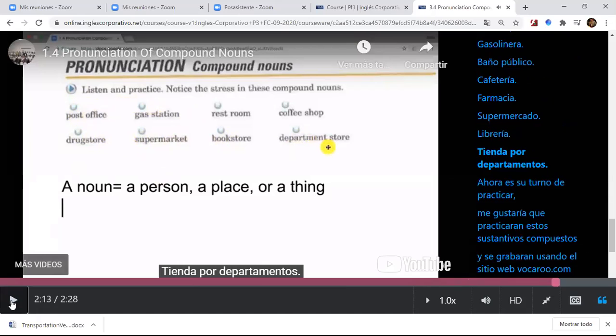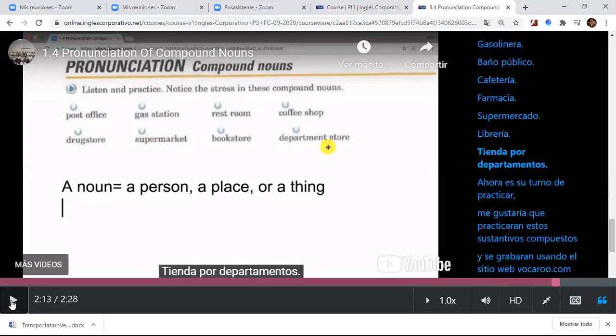Okay, according to the video, the clue is that you're going to give the stress, le vamos a dar el acento, la fuerza de voz, right, in the first word, in la primera palabra, okay? So in this case, you don't say post office. No, you don't say post office, right? You say post office, right? Okay, good. Now we're going to practice pronunciation. Repeat after me, please.